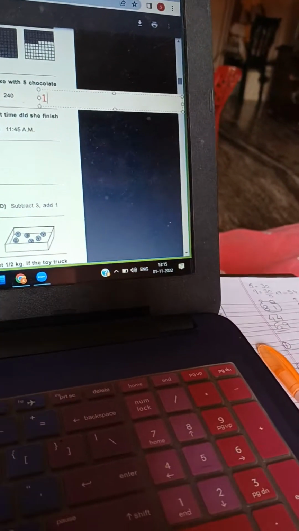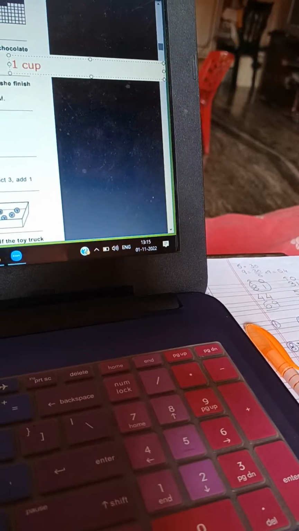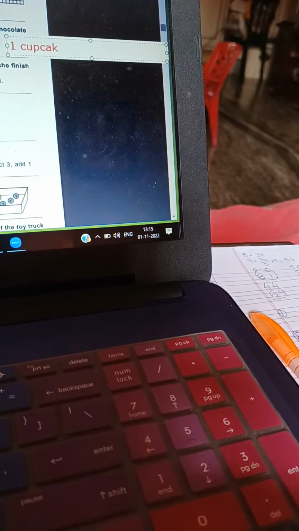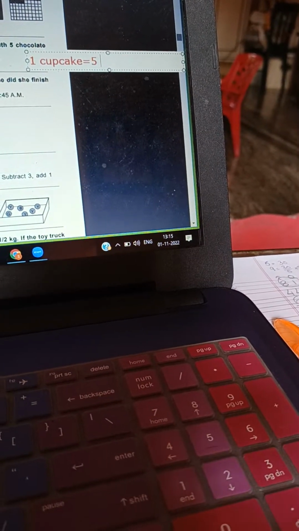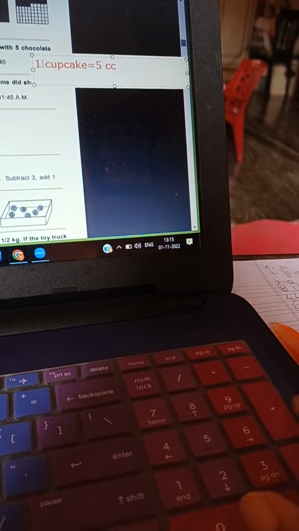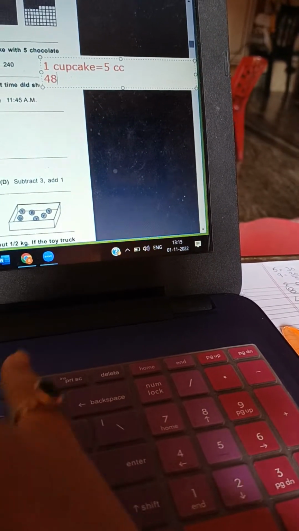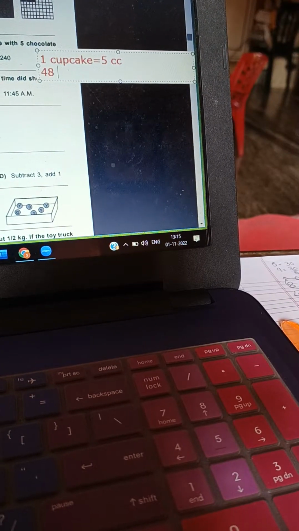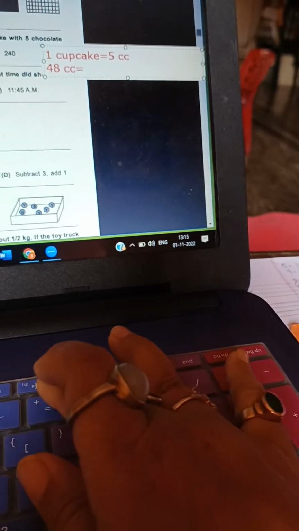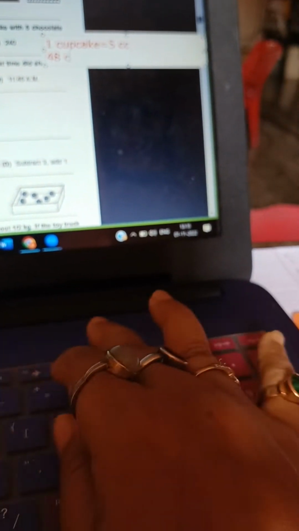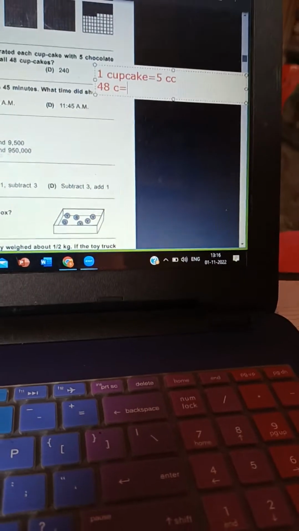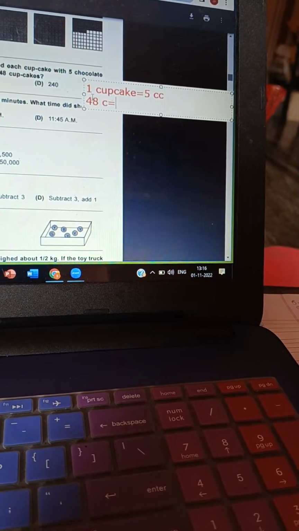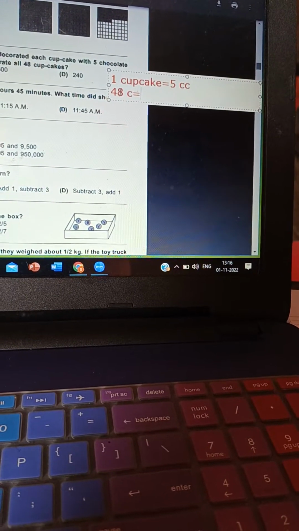Now see what we have to do. For one cupcake, she needed 5 chocolate chips. So for how many cupcakes did she need? 48 cupcakes. So for 48 cupcakes, how many chocolate chips will she need? It will be just multiply. Why multiplication? Because see, 48 is greater than 1. So we have to multiply.